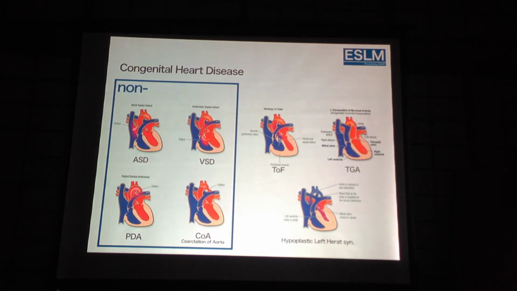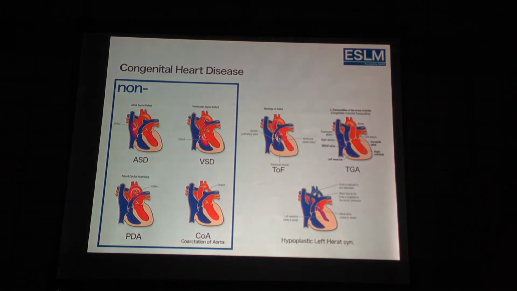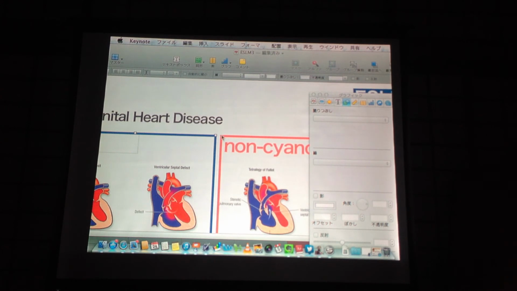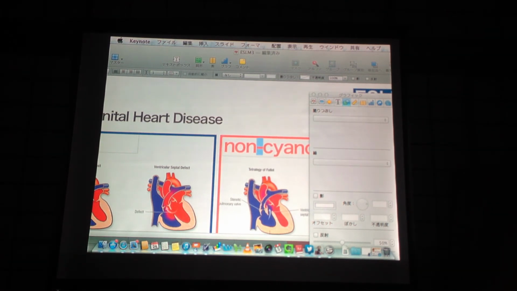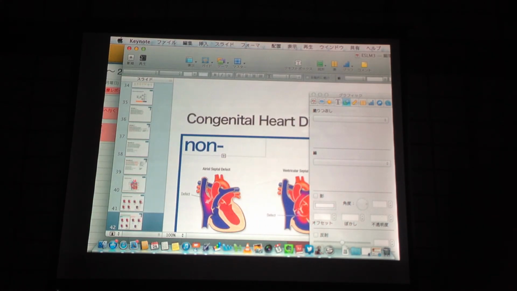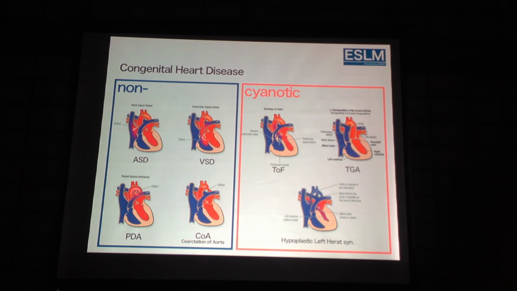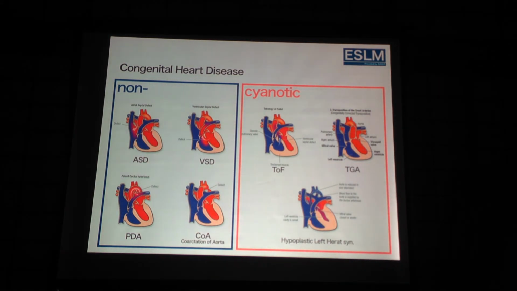Okay. Anyhow, let me quickly fix it because I don't want freshmen to get confused. So, okay, there you go. So this is non-cyanotic and this is cyanotic. My apologies. Okay, so can anyone tell me why ASD and VSD are non-cyanotic?